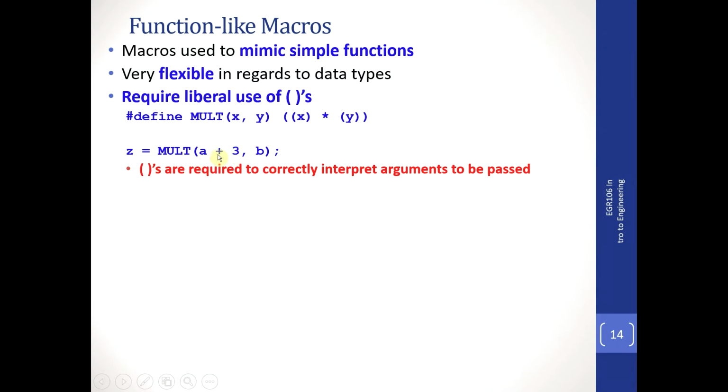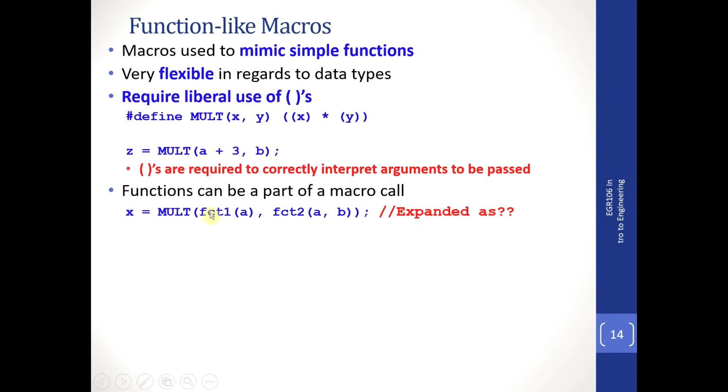So if I were to call this macro and use it in my actual file, I would use mult, and then x is going to be replaced with a+3 and y is going to be replaced with b. In order to do this correctly, right, I need these parentheses around a+3, otherwise I'll get a different number.